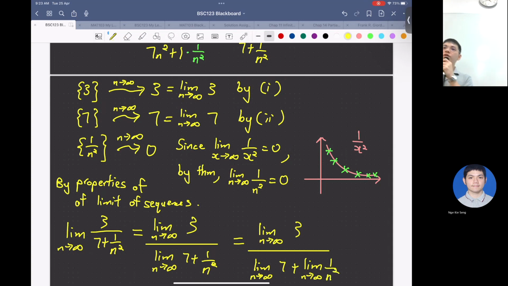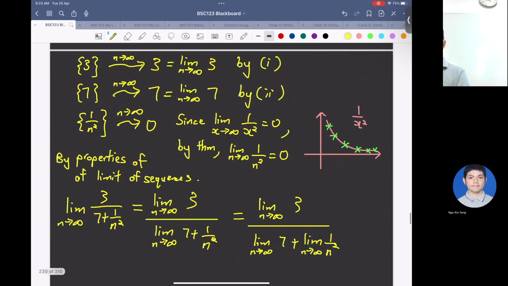So since we know that these three are all convergent, we know where they converge to. It is just 3 over 3 plus 0, which is 3 over 7. So the skill you need here is whether you can see these sequences are converging sequences or not, and then you can find their limits and put them together using the property. Easy, or not?